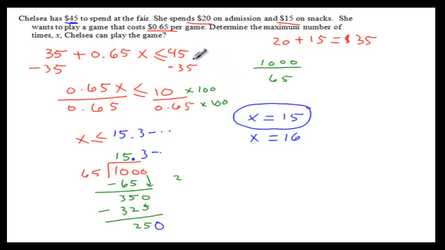This is one way to solve this question. The other way is very similar to this one. There's no way you can solve this problem without dividing by a decimal number. She has 45, spent 20, so we can get the black marker. 45 minus 20 is 25, and then 25 minus 15 is $10 left over. So you're going to divide the $10 by 0.65, since that is the cost per game. That's another way to solve it, but you have to do the decimal division. Work well.